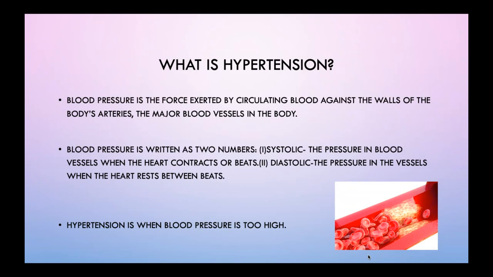Blood pressure is the force exerted by circulating blood against the walls of the body's arteries, the major blood vessels in the body. Blood pressure is written as two numbers. The systolic, which is the pressure in blood vessels when the heart contracts or beats, and the diastolic, the pressure in the blood vessels when the heart rests between beats. Hypertension is when the blood pressure is too high.